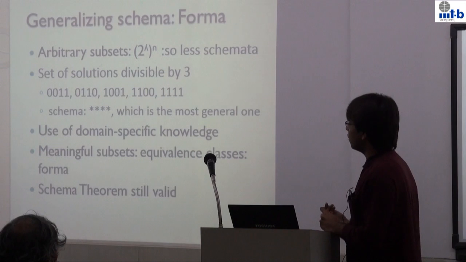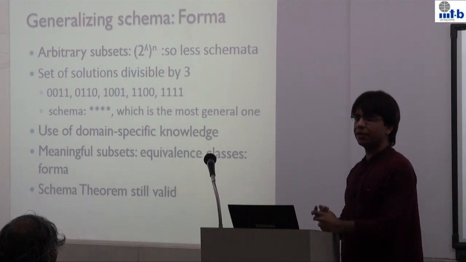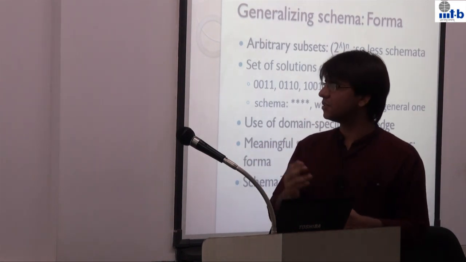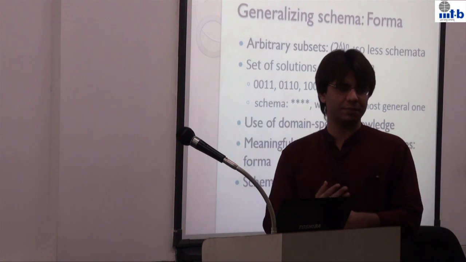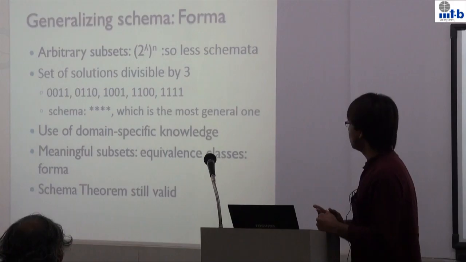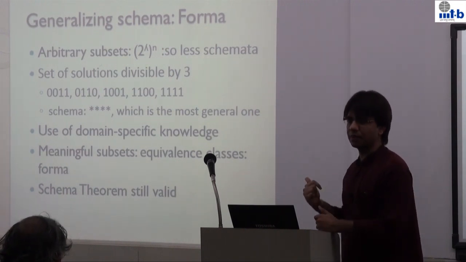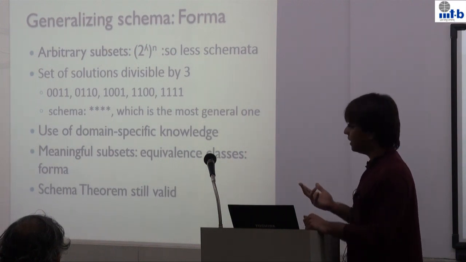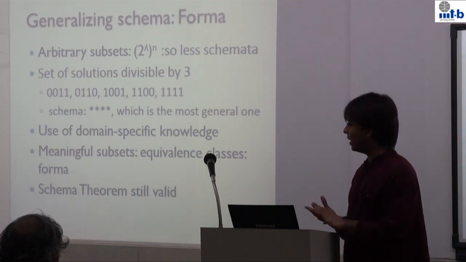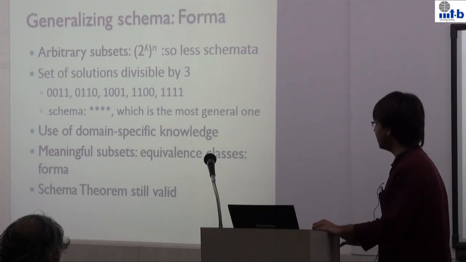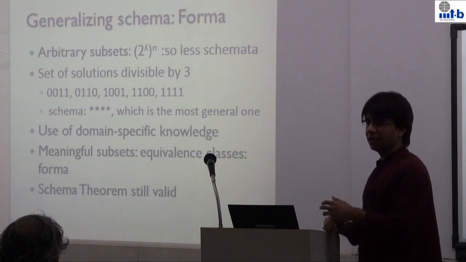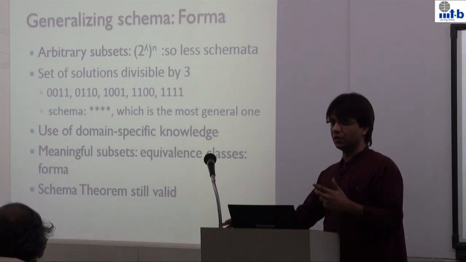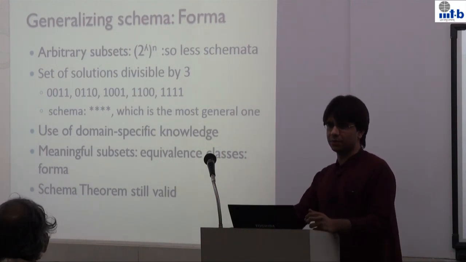So now the basic thing we get to know from this is we need domain specific knowledge. Right now we were talking independent of representation, but we need such domain specific knowledge where we can define meaningful subsets, not just arbitrary subsets. So this framework was proposed by Radcliffe in 1992, based on the equivalence analysis approach, where each equivalence class is called a forma. So each equivalence class means a meaningful subset. We'll see how. And the good thing is the schema theorem still holds. Even if we talk about any random or arbitrary subset, the schema theorem still holds, just that we need to calculate the disruptive coefficients accordingly.